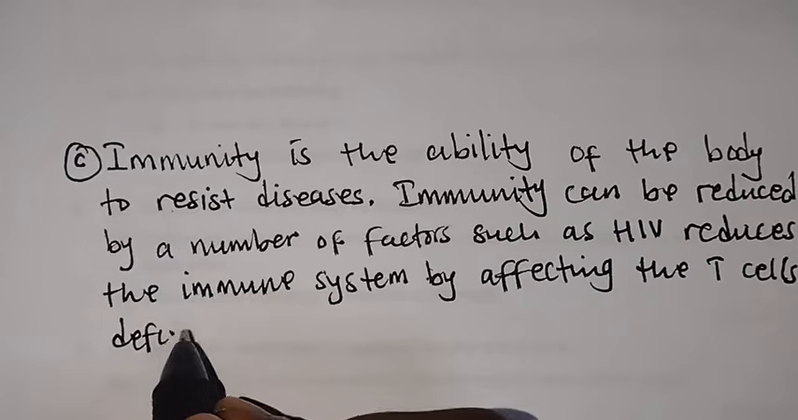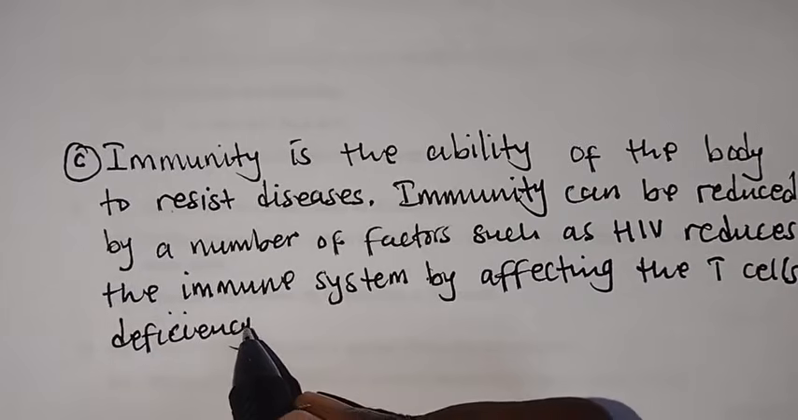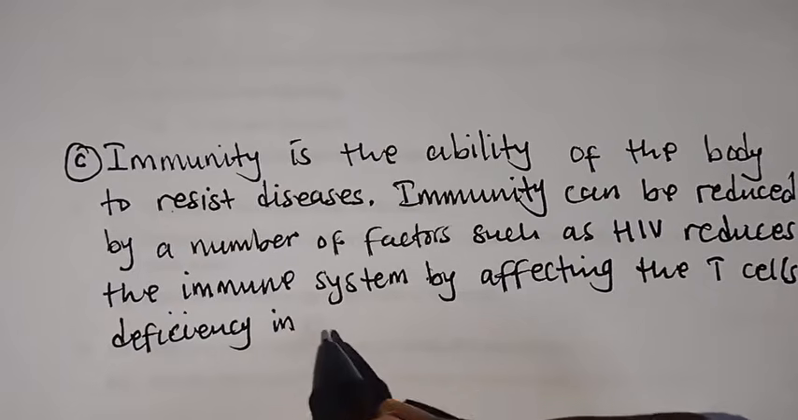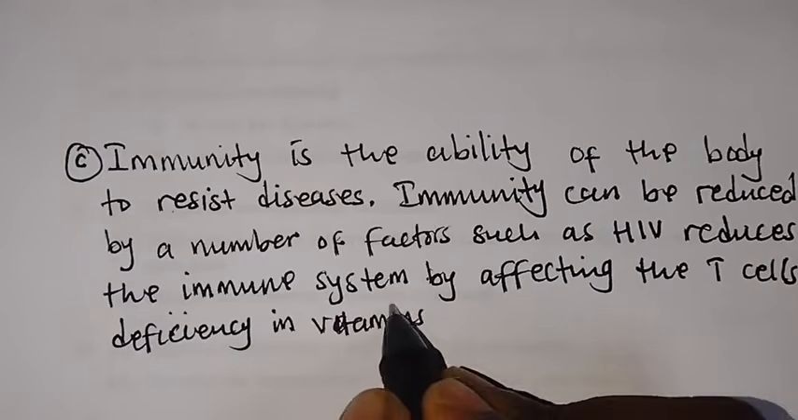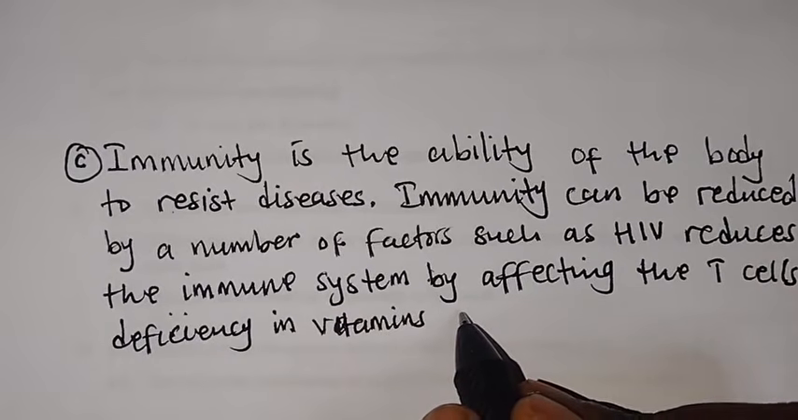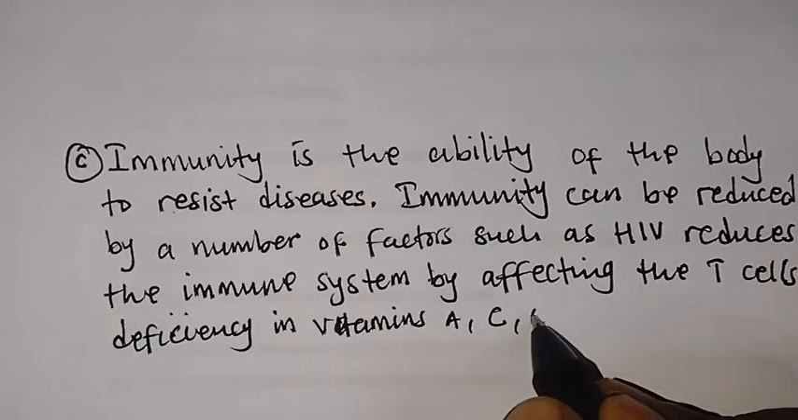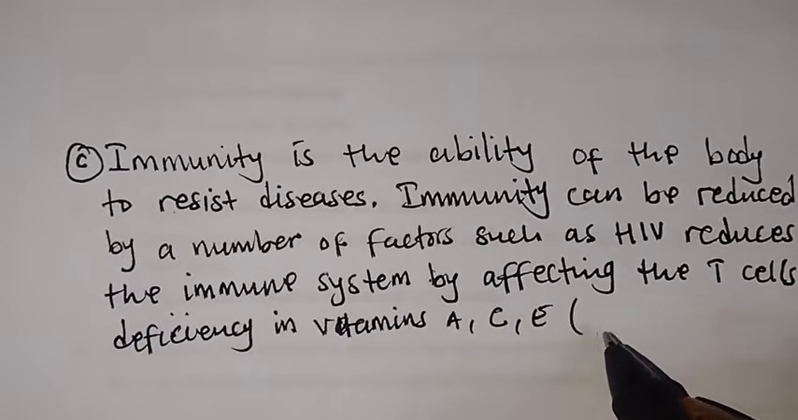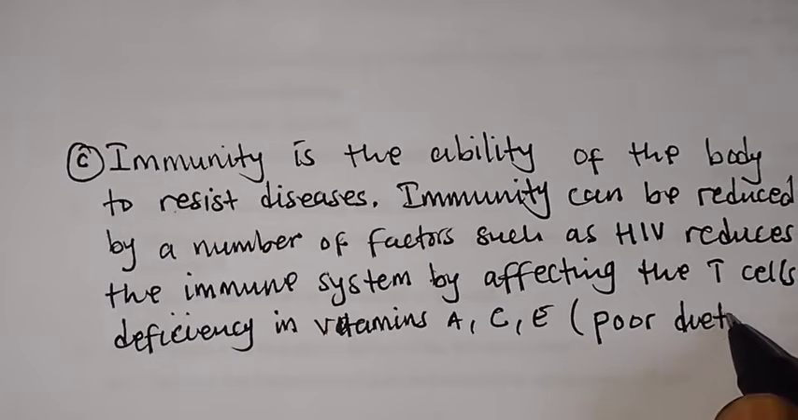Okay, so apart from that, we can also say deficiency in vitamins, vitamin A, also vitamin C, and vitamin E. So in short we are saying poor diet can also affect the immune system.